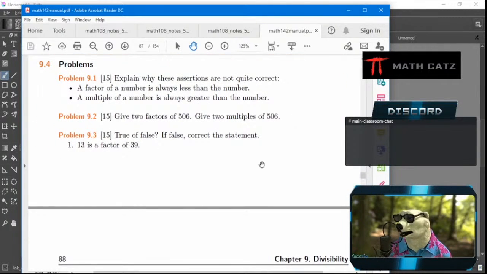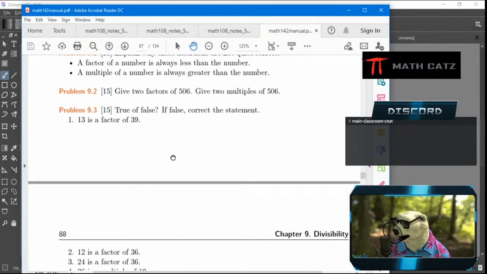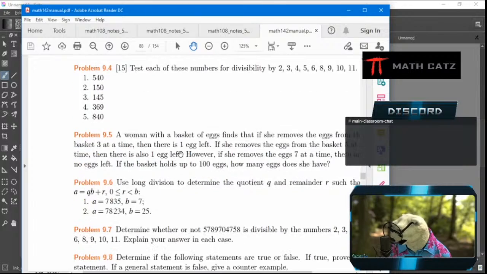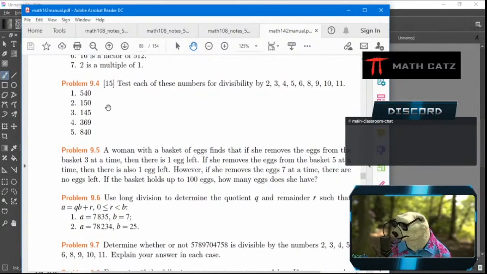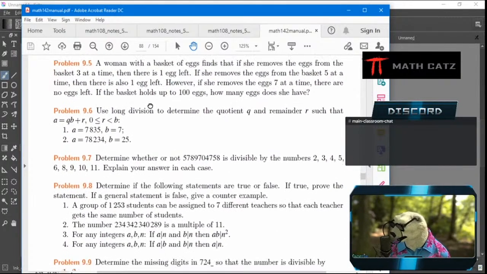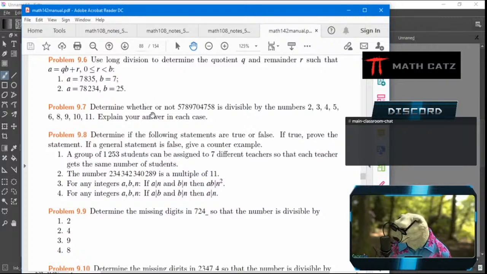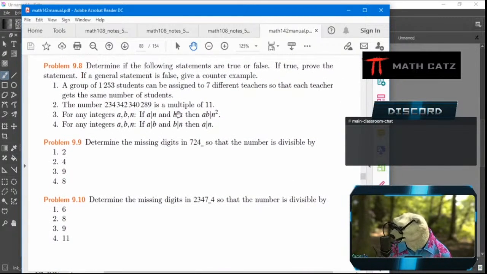These problems are really, really good tests to see if you really understand what's happening here, especially something like 9.1, 9.2, 9.3. They're all good. More tests for divisibility, smallish numbers. 9.5 is nice. People underestimate that one. You can practice some long division in 9.6. 9.7 is like our exercise. 9.8, if you don't like the general statements here, you don't have to worry about them because we're not getting tested on that.